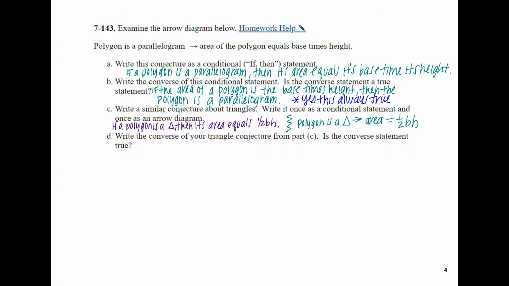Write the converse of our triangle conjecture. Is the converse statement true? So we then say if a polygon's area is 1/2 base times height, then the polygon is a triangle. And we also can conclude that this statement is always true.